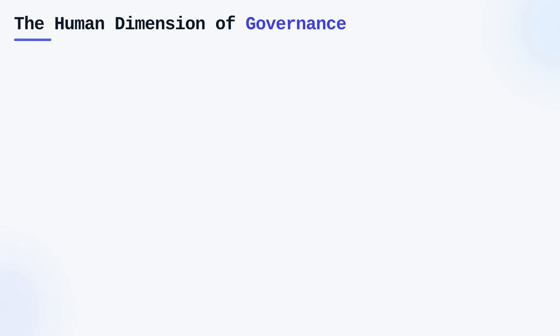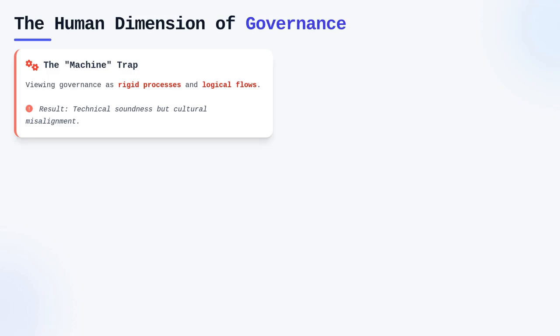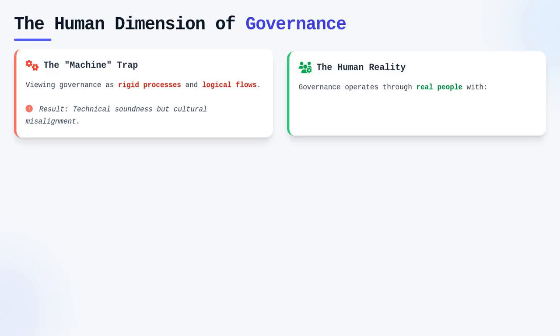When we construct sophisticated governance architectures, we often fall into the trap of viewing the organization as a machine governed by rigid processes and logical flows. However, governance does not exist in a vacuum. It operates through the decisions and actions of real people who possess their own values, biases, and inherent motivations.